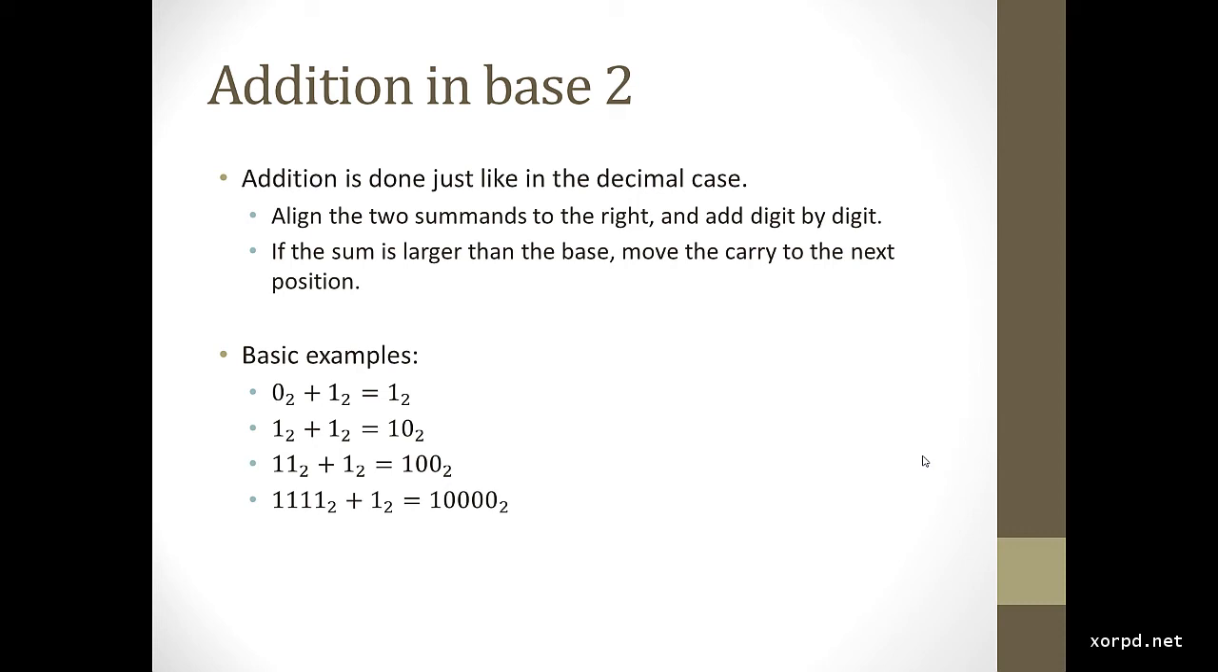Addition in base 2. We already know how to add numbers and subtract numbers in base 10. So I want to discuss how it works in base 2. It is pretty much the same, but I want to make sure that we are on the same page here. Addition is done just like in the decimal case. We align the 2 summands to the right, and then we add digit by digit. This is how you learned it at school.